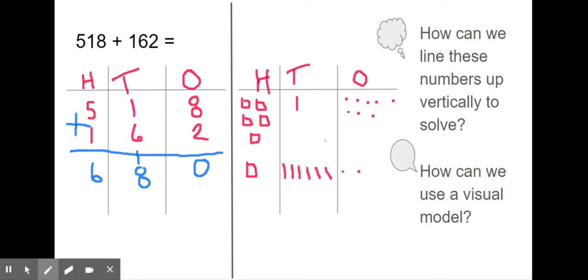But let me also check with my visual model. Remember, I always start with my ones. So let me see if I can make a new group. 1, 2, 3, 4, 5, 6, 7, 8, 9, 10. Whenever I get to 10, circle it, add another 10 over here. And I don't have any more ones, right? So I have 0 ones. Now let me count my tens. 1, 2, 3, 4, 5, 6, 7, 8. 8 tens. And for my hundreds, 1, 2, 3, 4, 5, 6. So I got the same exact answer with both of my different strategies.